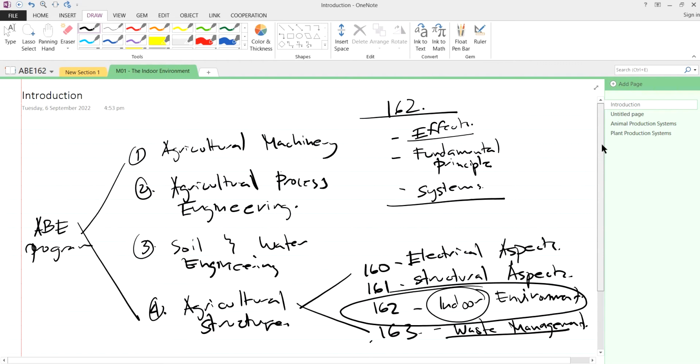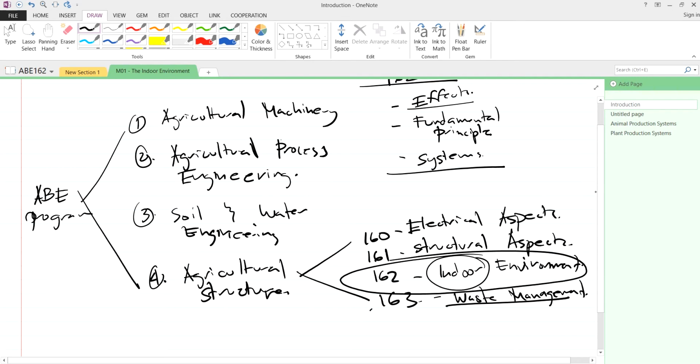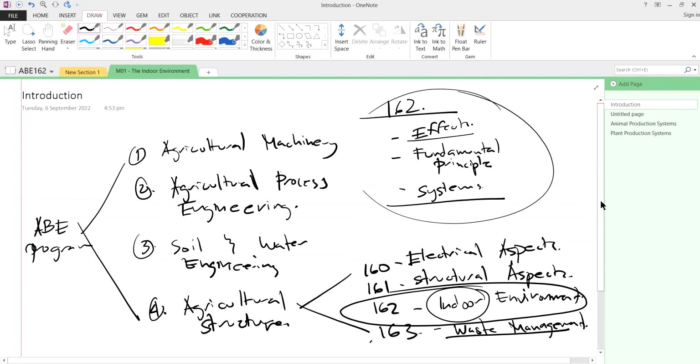And what if we just want a natural ventilation system, so without any fans? So how do we design the roof? How do we design the opening of the ridge? So that's what we are going to study in this 160. Alright, so I think that's enough for the overview.